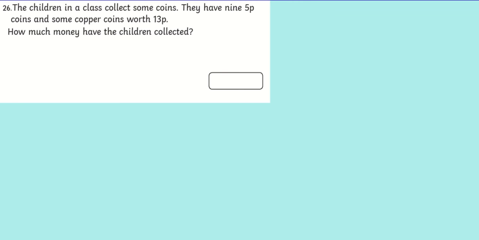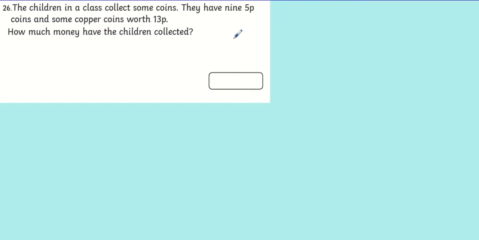Okay, so the first thing we need to do, as we know, is read the question. Let's have a try. The children in a class collect some coins. They have 9 5p coins and some copper coins worth 13p. How much money have the children collected? Okay, so I've read the question. I'm going to read it again and try and work out what is first and what is next.